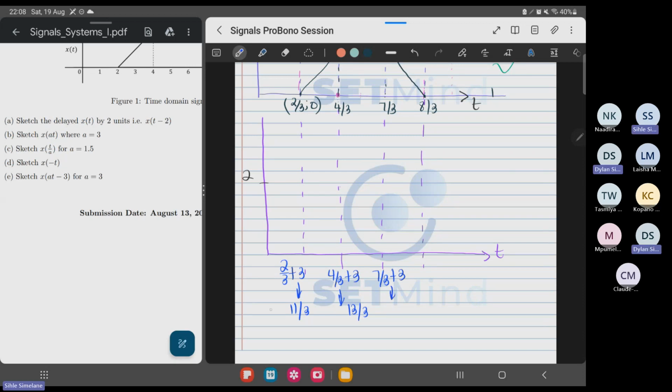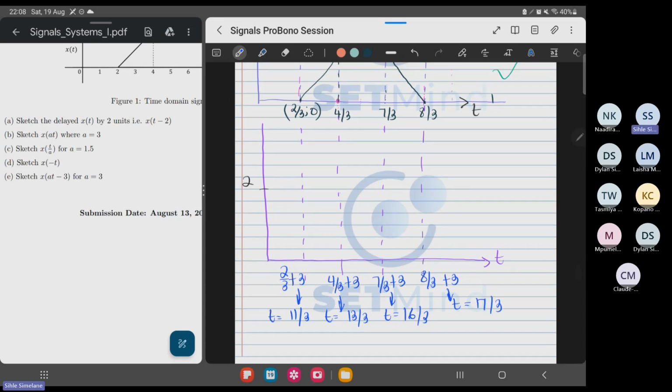16 over 3. So we get t is 16 over 3. Then let's do the last one, which is 8 over 3 plus 3. What is the answer which we get there? 17 over 3.